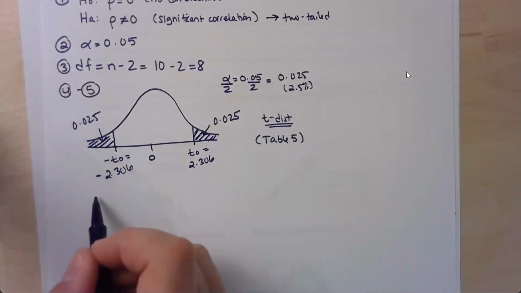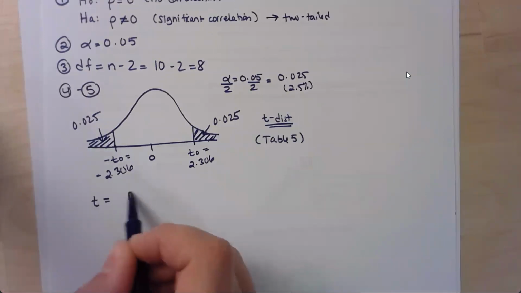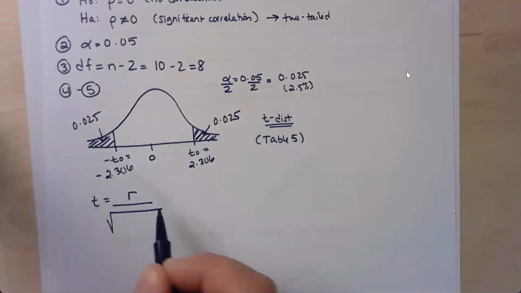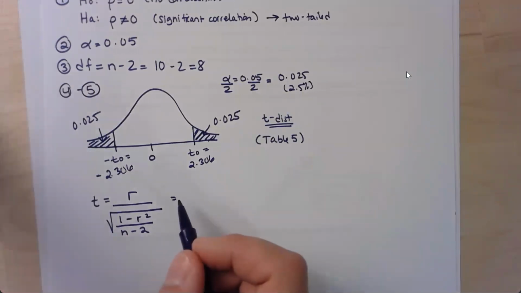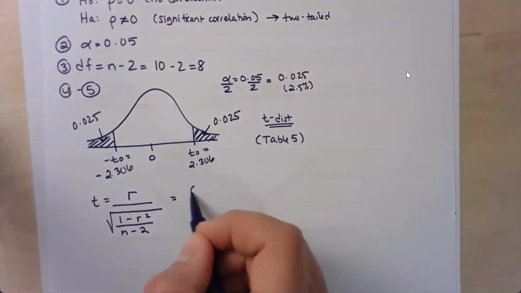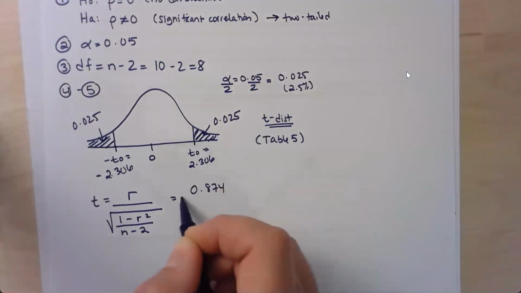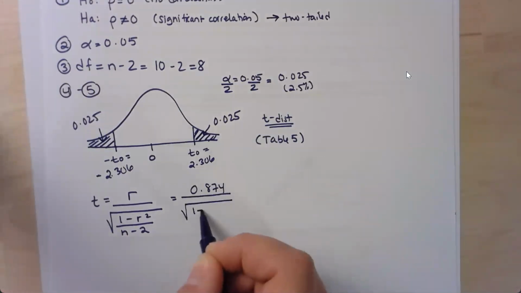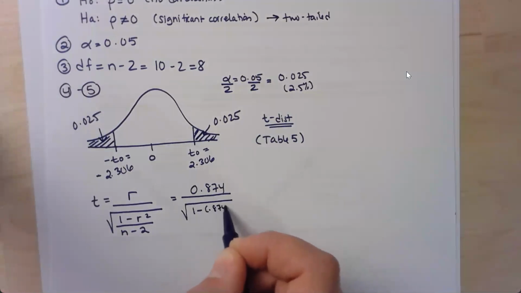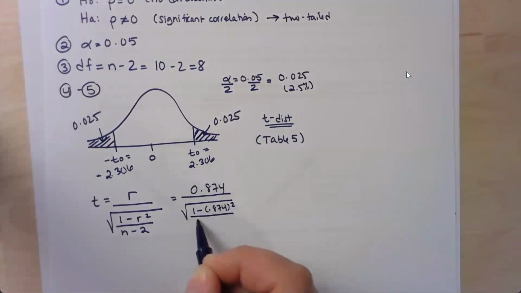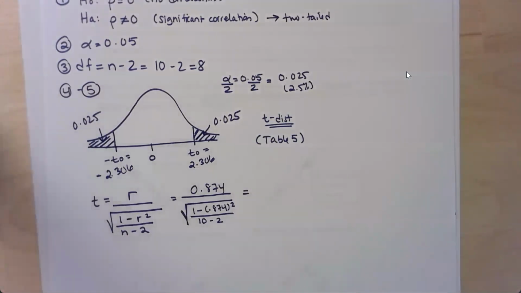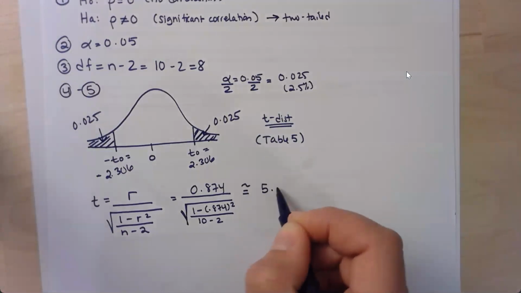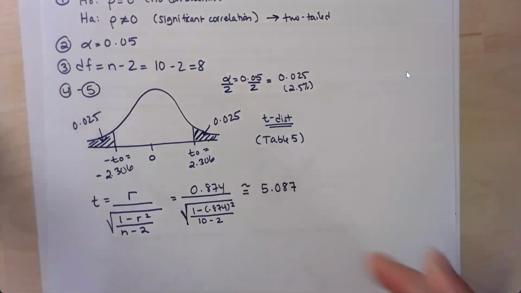We also need to find our test statistic. So using that formula on the page before, this is the formula we're using. Now remember our r we said was 0.874. So we're just going to plug that r in here. And then our n value was 10. And using your calculator, you can try this part at home, you should get about 0.5087.